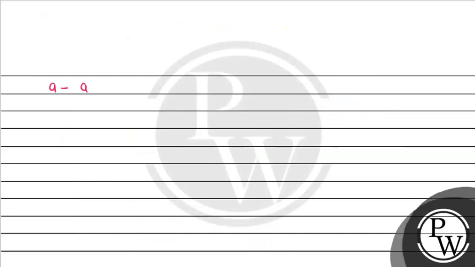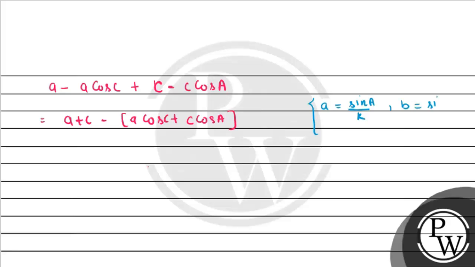a minus a cos c plus c minus c cos a. From here we can write it is equal to a plus c minus a cos c plus c cos a. By the sine rule, we can write a is equal to sin a upon k, b is equal to sin b upon k and c is equal to sin c upon k.